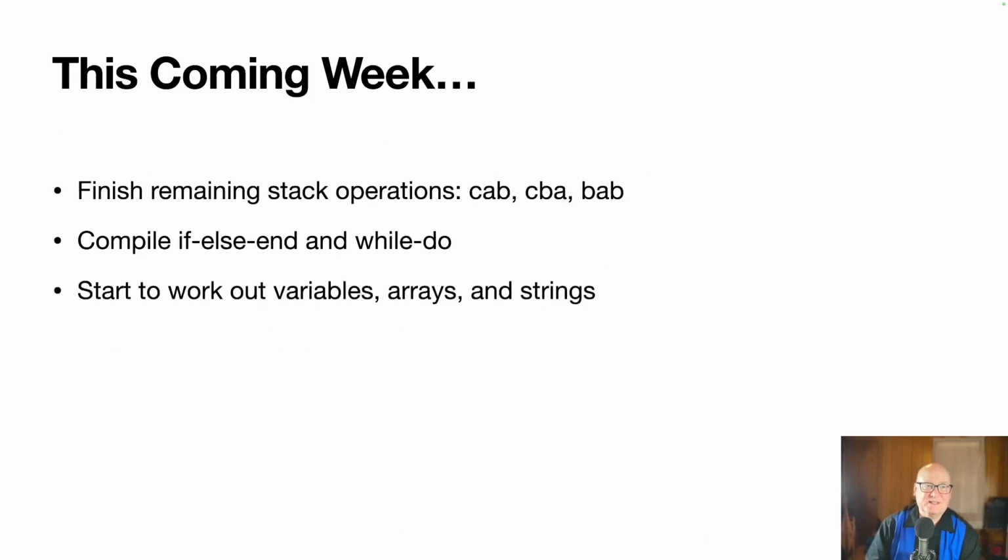All right, now next week, we're going to finish up the remaining stack operations. So we have CAB, which swaps the third entry on the stack to the front, CBA, which reverses the top three entries, or you could look at it as swapping the first two entries and then doing the rotate again. And then BAB, which duplicates the second but also leaves it there. So I don't think it'll take long to do those. Then we've got to do if else and while do statements. I know those will be a little tricky, but hopefully not too bad.